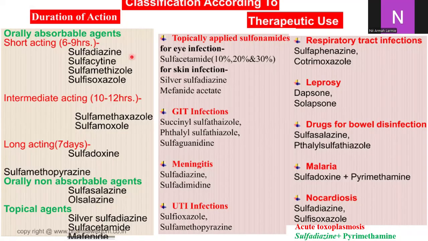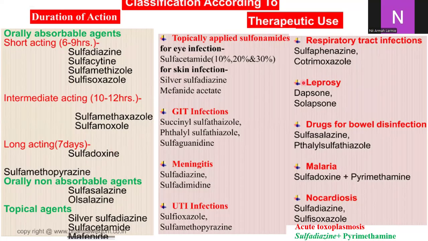Now, of the orally absorbable ones, this is where we look at our duration of action. We have short-acting, intermediate-acting, and long-acting. Short-acting ones act within 6 to 9 hours. They include sulfadiazine, sulfacytine, sulfamethoxazole, sulfisoxazole. Then we have our intermediate-acting, which is about 10 to 12 hours, sulfamethoxazole, sulfamazole. Then we have our long-acting, which can be as long as 7 days, sulfadoxine.